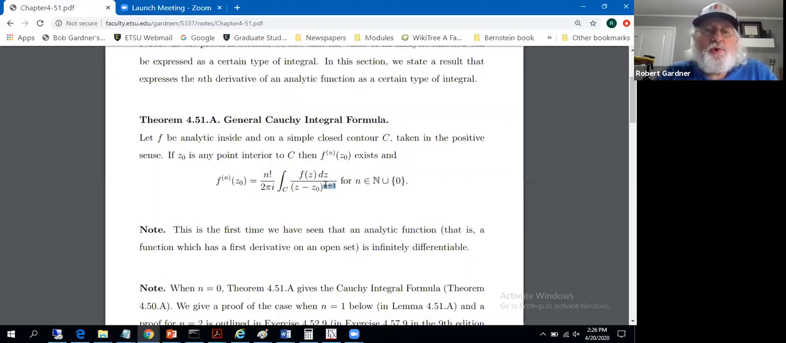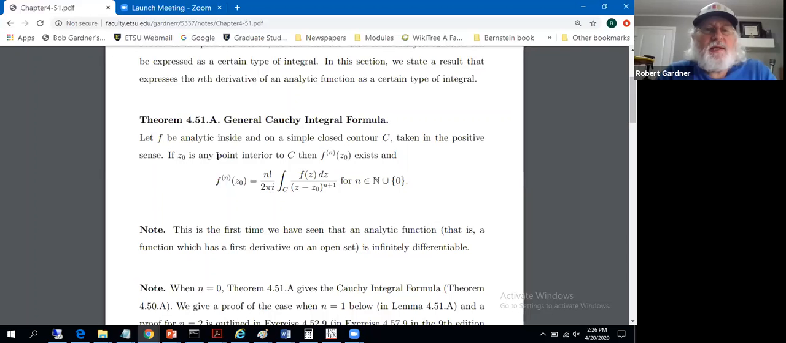So what's new is the n stuff. In fact, if we set n equal to 0, we'd have f of z over z minus z sub 0, like we did in Cauchy's integral formula. 0 factorial is 1, so we'd have a 1 there. The 0th derivative is the function itself. When n equals 0, this is Cauchy's integral formula, so this is certainly a generalization.